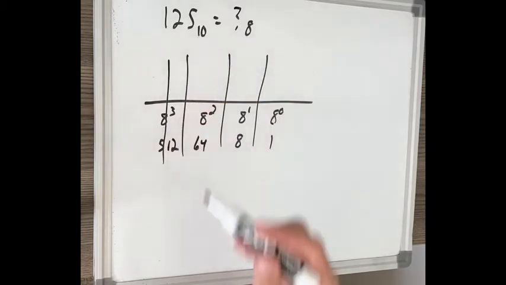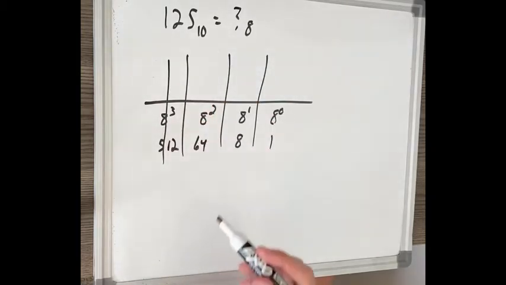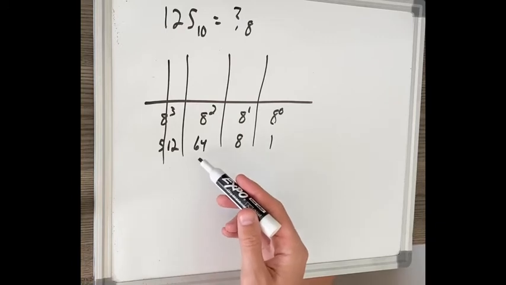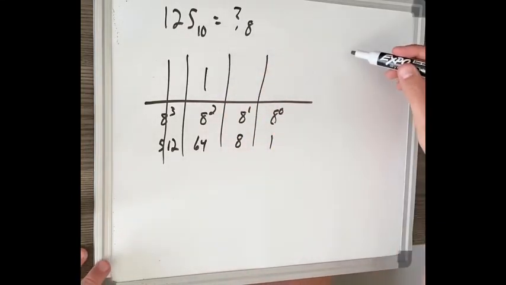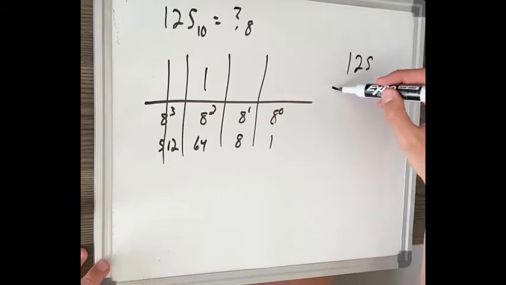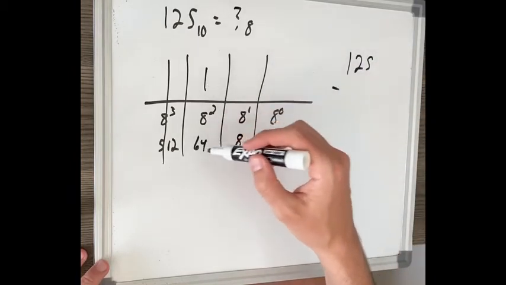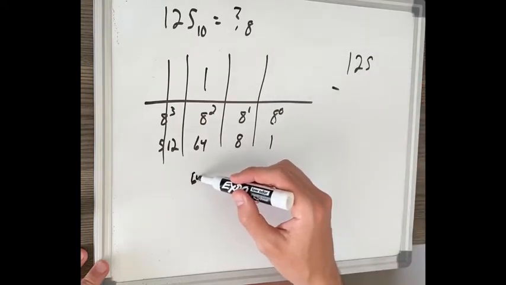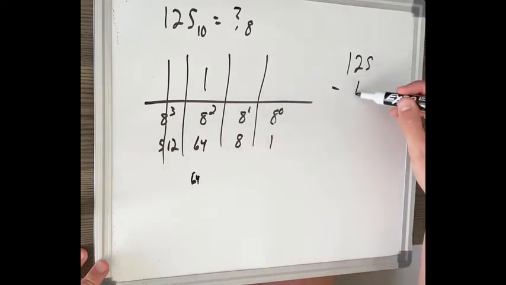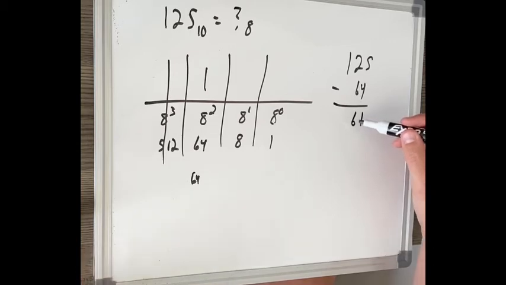How many 64s do I have in 125? 64 times 2 is 128, so I don't have 2, so I only have 1. Bring it out, 125 minus 1 times 64, which I know is 64. I do the subtraction. 5 minus 4 is 1. 12 minus 6 is 6. So I'm left with 61.